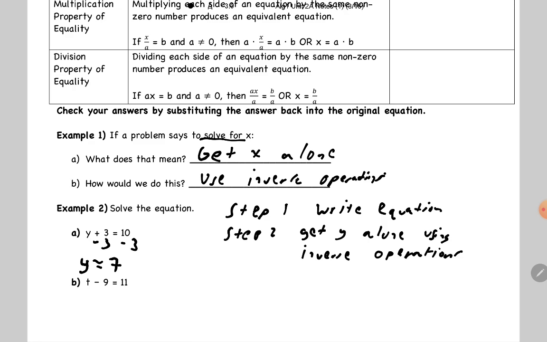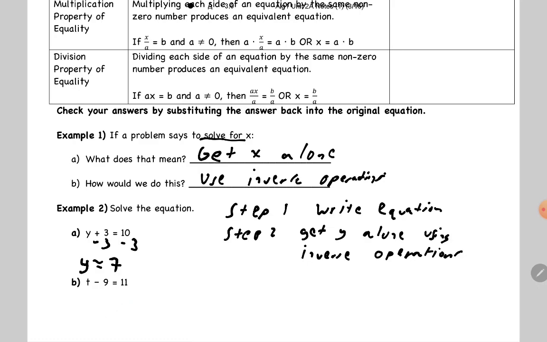And that way you can use this method in the future to help you with more complex problems. Okay, so it also tells you if you're doing it right, because you know that the answer should be 7. So if you do the work and you get the wrong answer, that means you messed up somewhere. So what number minus 9 is 11? So we know that t is 20.